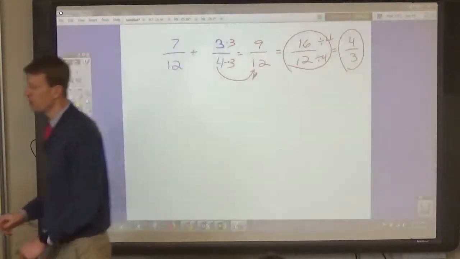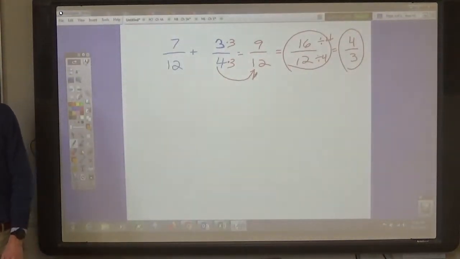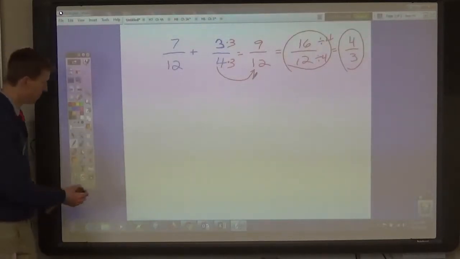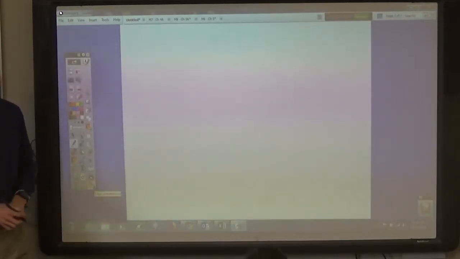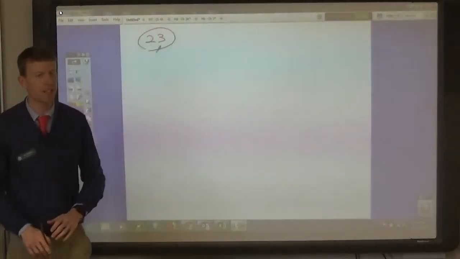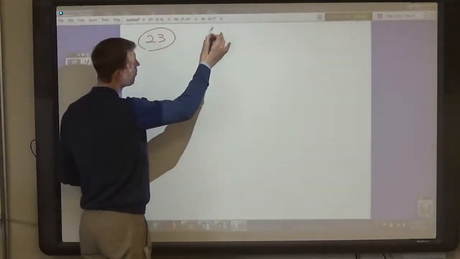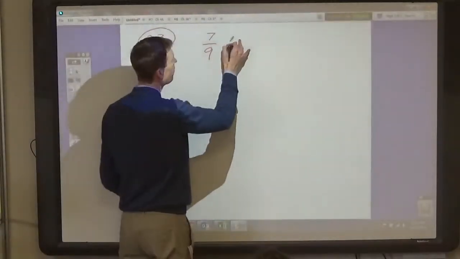Let's take a look at one from your assignment. Number 23. You're going to do 23 through 36 and 41 to 43. Page 144. Now it says estimate. Since we did estimation yesterday, you can skip the estimation part. But here's what I want you to do. Write down the problem. 7/9 plus 1/2.